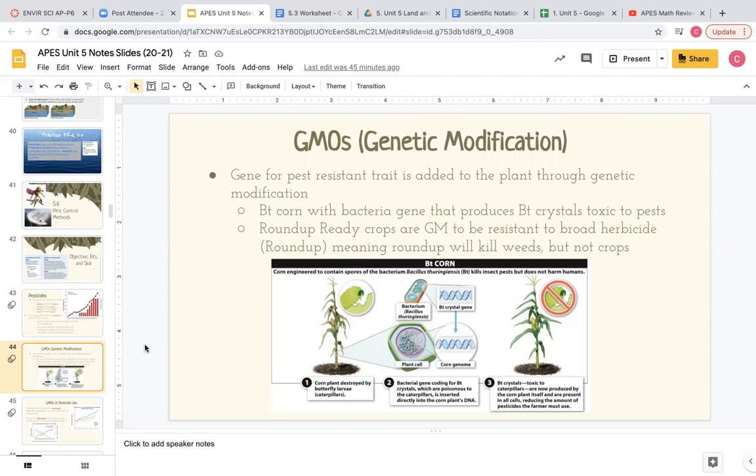Roundup Ready crops are genetically modified to be resistant to the broad herbicide Roundup, meaning that Roundup will kill the weeds but not the crops. So we have genetically modified, let's use these corn plants for an example. We've genetically modified these corn plants so that they will not be killed by Roundup. A farmer can go through his field and spray Roundup to get rid of all of the weeds, but it will not kill the corn plants because we have inserted that gene to make it resistant to Roundup.